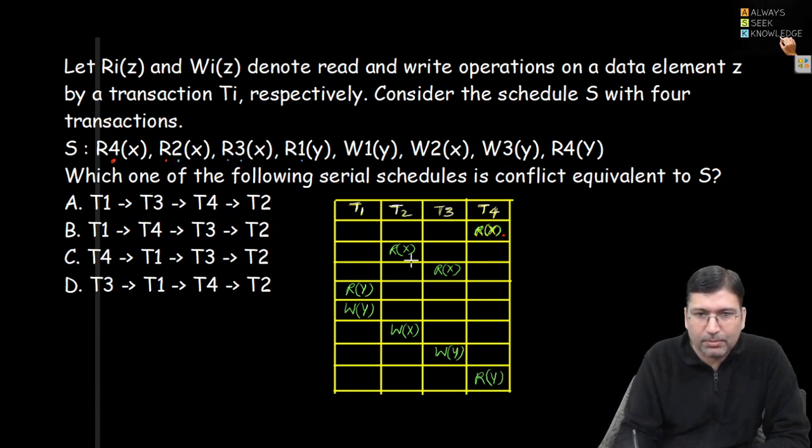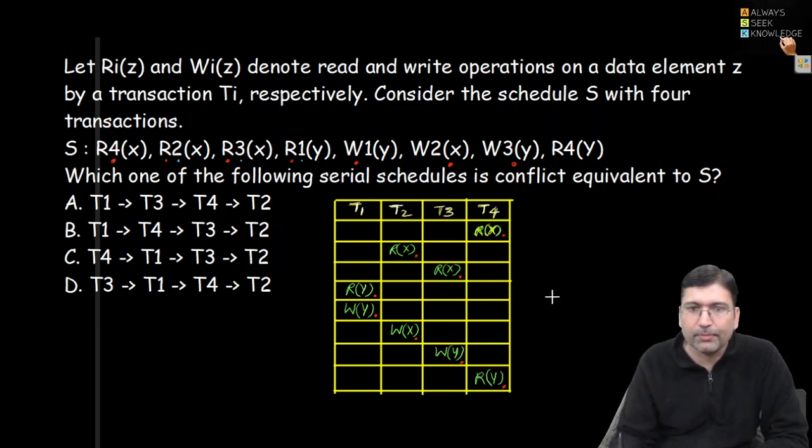The next read operation is being done by transaction 2, so I have written it here. Then the third transaction is doing a read operation after that, so in that sequence I'm writing. Then the first transaction is doing a read operation on Y. Then the first transaction is doing a write operation on Y. Then the second transaction is doing a write operation on X. And then the third transaction is doing a write operation on Y. And finally, the fourth transaction is doing a read operation on Y. So I hope you'll be able to understand the sequence.